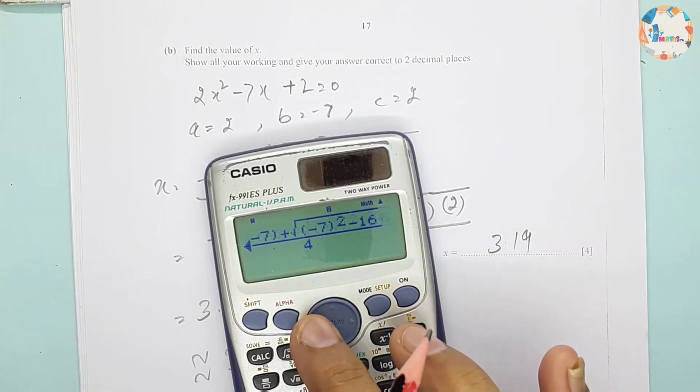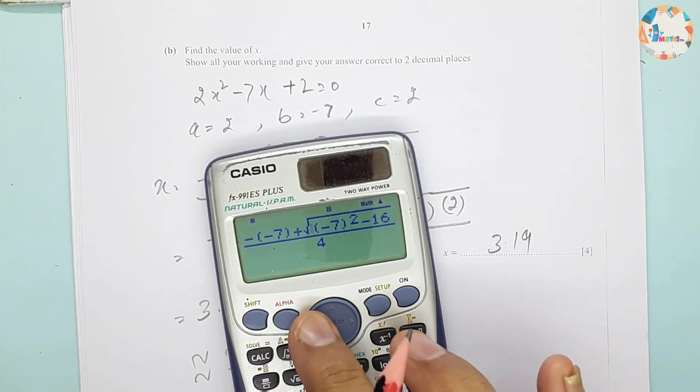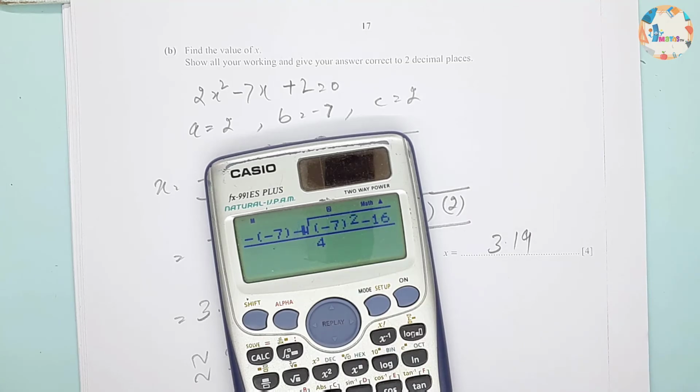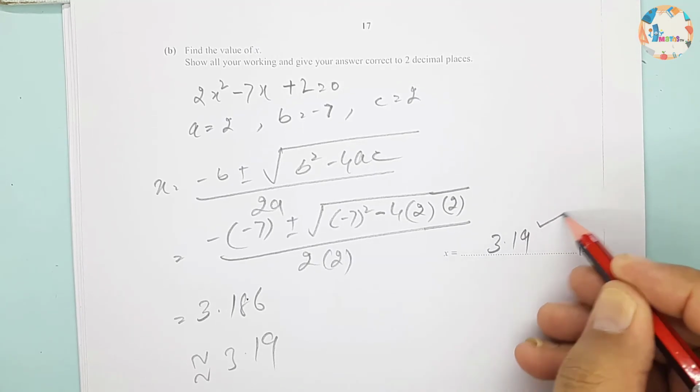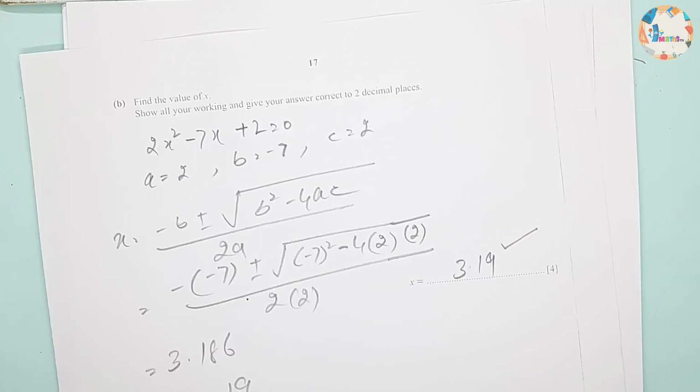If we want to calculate the other value, we just change this plus to minus, and we will get 0.313. The other value will be 0.313. So if we check, the other root will not be satisfying the equation, so we have written this answer.